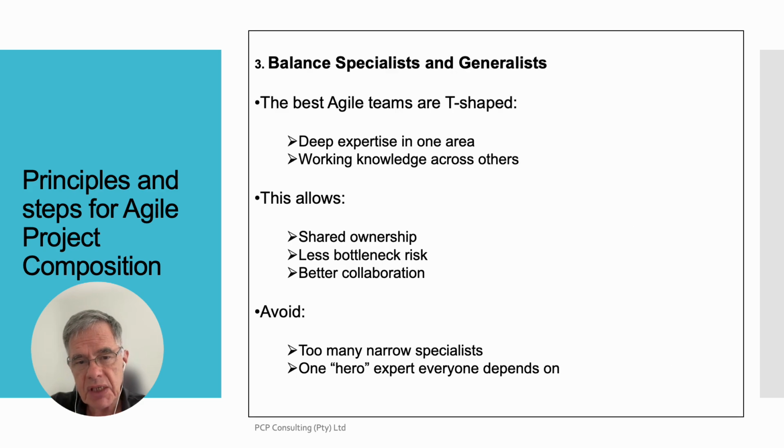Balance specialists and generalists. The best Agile teams are T-shaped, deep expertise in one area, working knowledge across others. This allows shared ownership, less bottleneck risk, better collaboration. Avoid too many narrow specialists, one Euro expert everyone depends on.